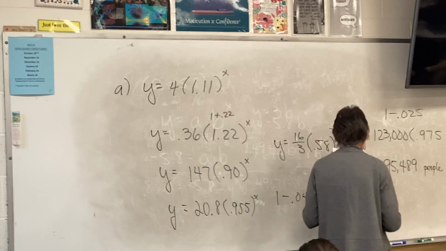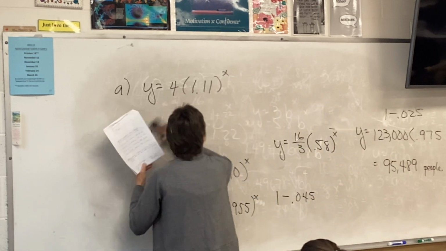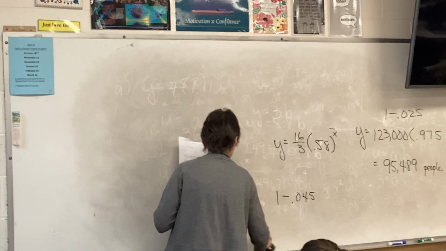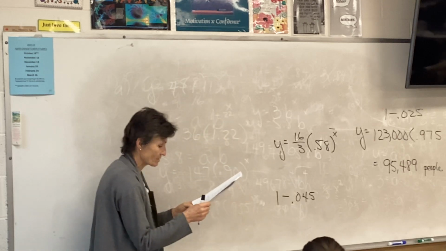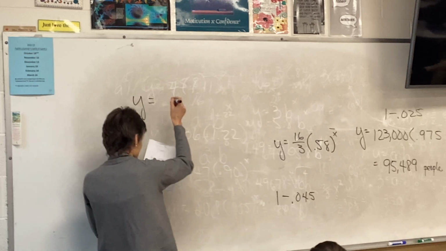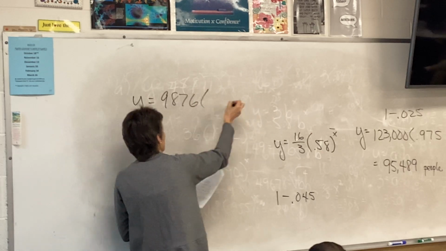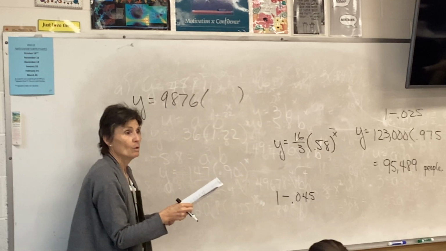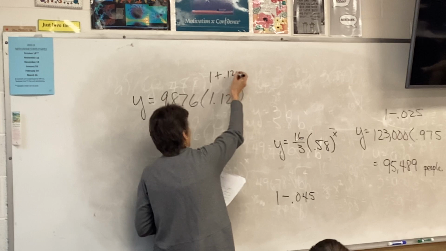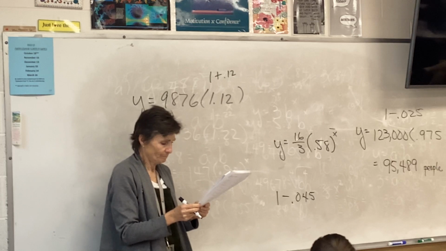B, the population of Trigville was 9876 in 2005. It increases 12% a year. What's the population in 2013? Okay, so wait a second. My equation's gonna be 9876, that's my starting, right? What am I multiplying it by? 1.12, because it's 1 plus 0.12. And how many years am I letting it go? 8.